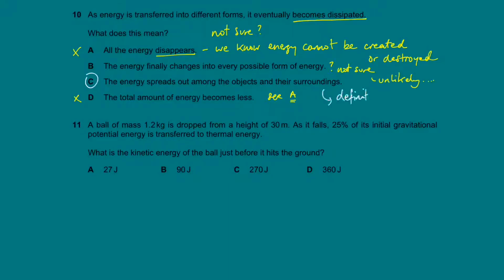So let's have a look at C, where the energy spreads out among the objects and their surroundings. And that's actually a definition of dissipating energy. Energy goes to the surroundings. Happens all the time, usually it's heat and sound.